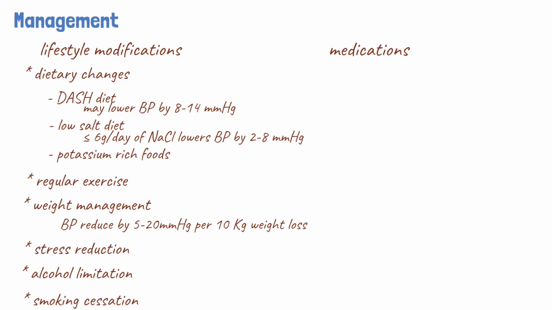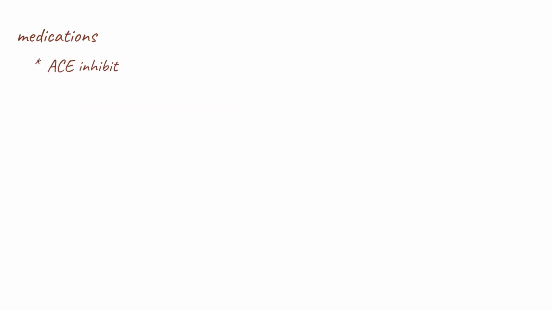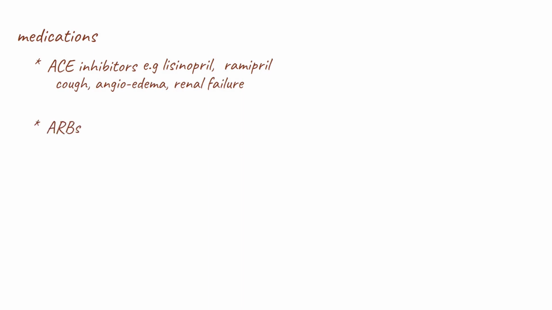These drugs are generally said to be the ABCD drugs of hypertension, which include angiotensin-converting enzyme inhibitors, also known as ACE inhibitors, such as lisinopril and ramipril. They block the conversion of angiotensin 1 to angiotensin 2, which is a potent vasoconstrictor. Side effects include dry cough, angioedema, and renal failure. Angiotensin 2 receptor blockers, ARBs, such as losartan and telmisartan, block the effect of angiotensin 2 at the receptor level. Side effects include vertigo, urticaria, and pruritus.